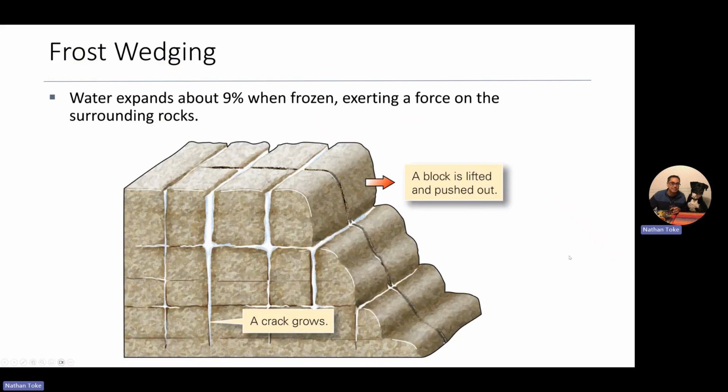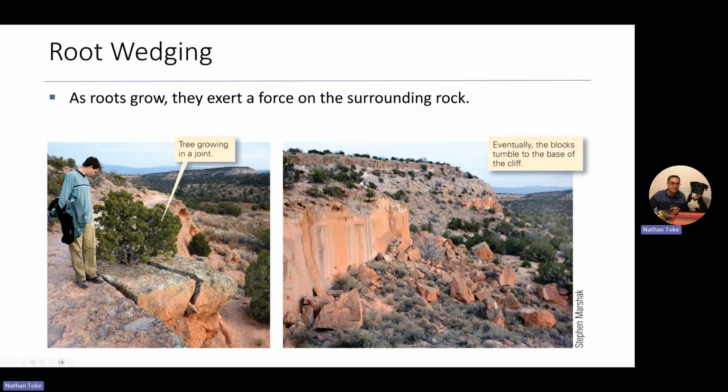Okay, when we have joints and cracks, we can then act on them near the Earth's surface and do some more physical weathering. So freeze-thaw cycles, when you get a little bit of water in the crack, are important because water expands about 9% when frozen, and that force pushes against the rock. And so that can expand those cracks and help them grow, eventually popping off.